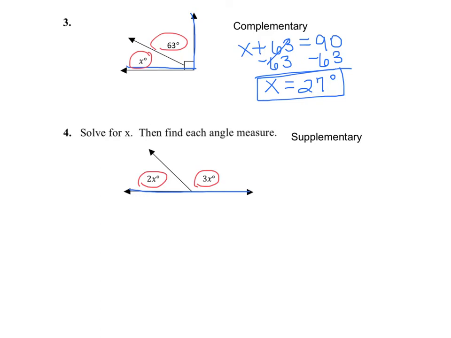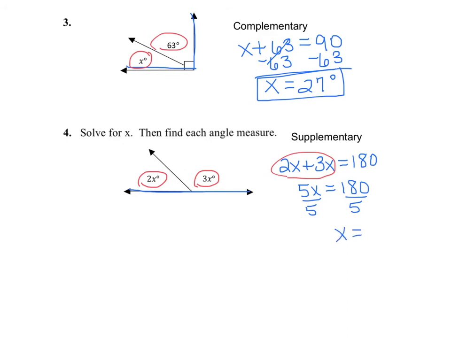So let's set up our equation. We know we have 2x as our first angle, and we're going to add it to 3x, and that is set equal to 180. We want to combine our like terms. Remember, 2x plus 3x are like terms, and that's going to give us 5x equals 180. And our last step, divide by 5, and x is going to be equal to 36 degrees. So we found x, our first step to this problem. But then it says, then find each angle measure.